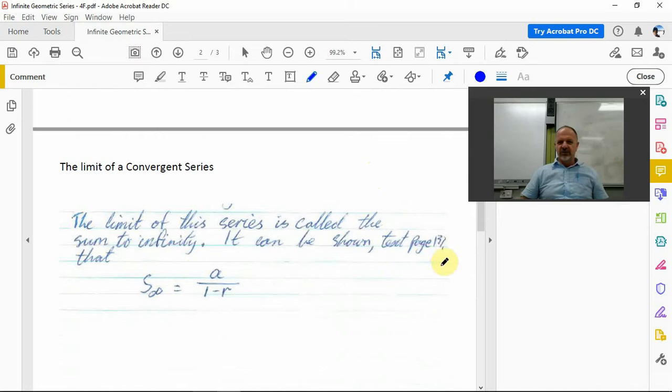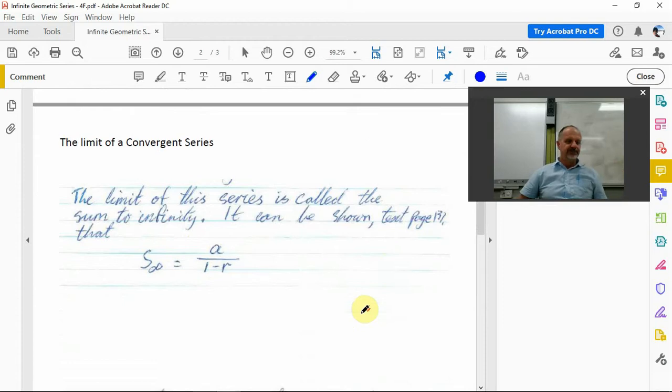And again, your textbook shows you this, but you get A over 1 minus R as being the formula that you would use.